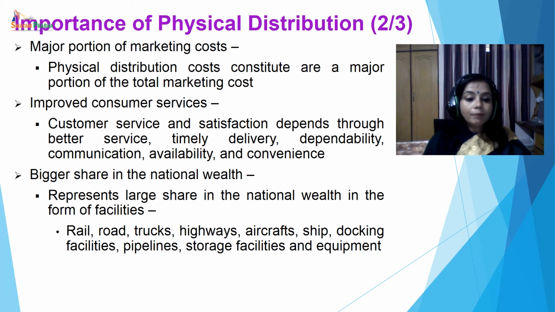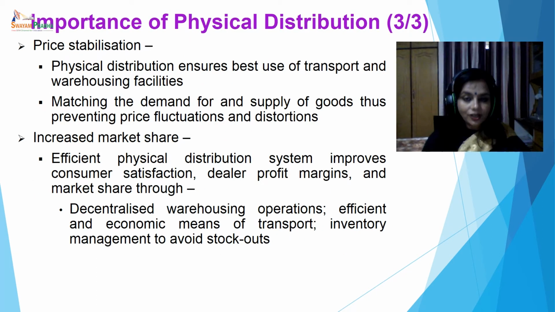Bigger share in the national wealth. Physical distribution also represents a large share of national wealth in the form of facilities like rail, road, trucks, highways, aircraft, ships, docking facility, pipelines, storage facilities, and equipment. So in an out and out capitalist country, more is the share of physical distribution in the national wealth.